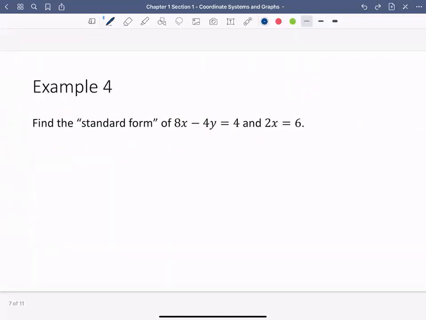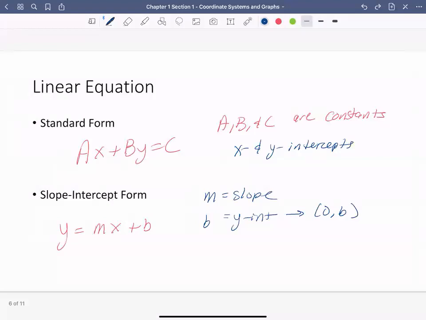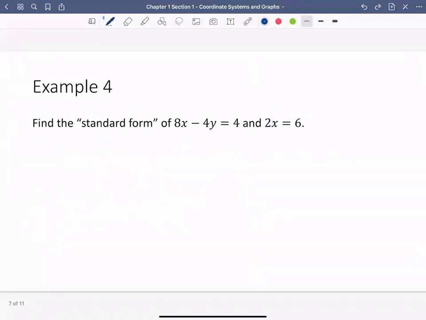All right, so example 4 says find the "standard form" of 8x minus 4y equal to 4. And what I really want you to know is that you're not really finding what we said as standard form. That's why I put quotations. What it means is it wants you to put it in slope-intercept form, a way that you can graph it. So you want to take this 8x minus 4y equal to 4 and put it in slope-intercept.